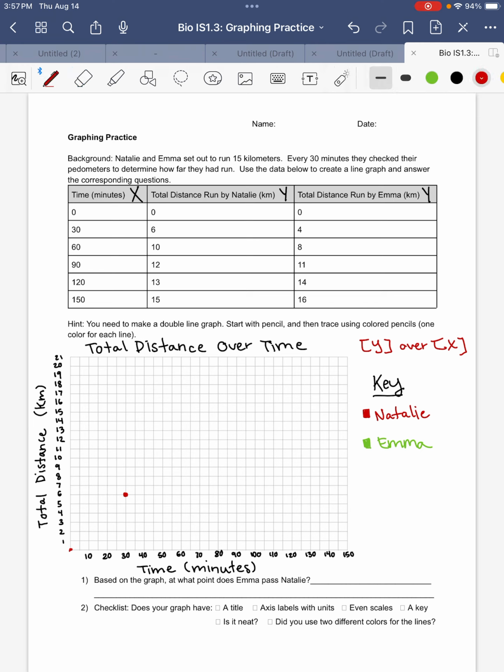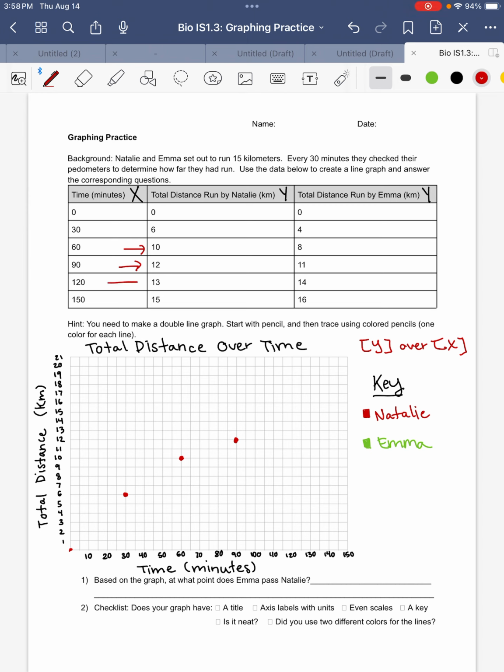I'm going to do the same thing at 60 minutes, so I can see on my data table, at the 60-minute mark, Natalie had run 10 kilometers. So 60 minutes, 10 kilometers, and that's where I'm going to plot my point. Now at 90 minutes, Natalie had run 10 kilometers. So we'll look at 90 minutes. Sorry, she had run 12 kilometers. That's where I plot my point, the intersection between 90 and 12.